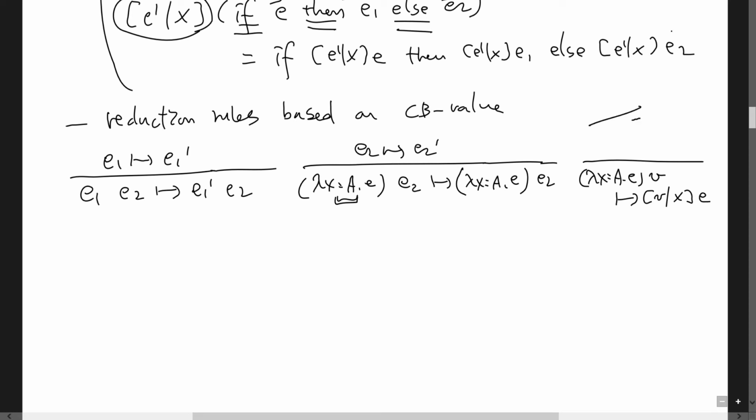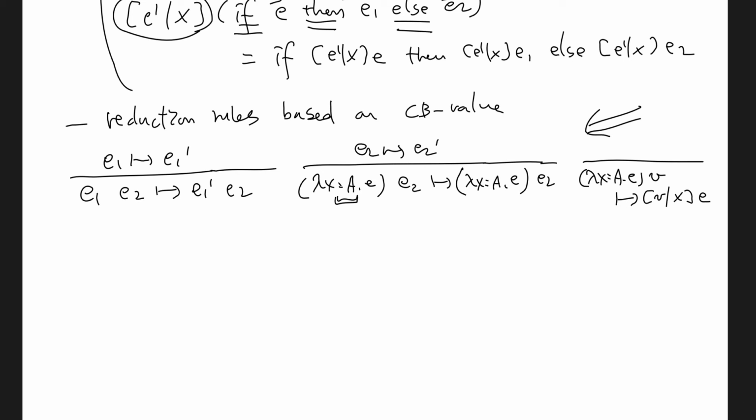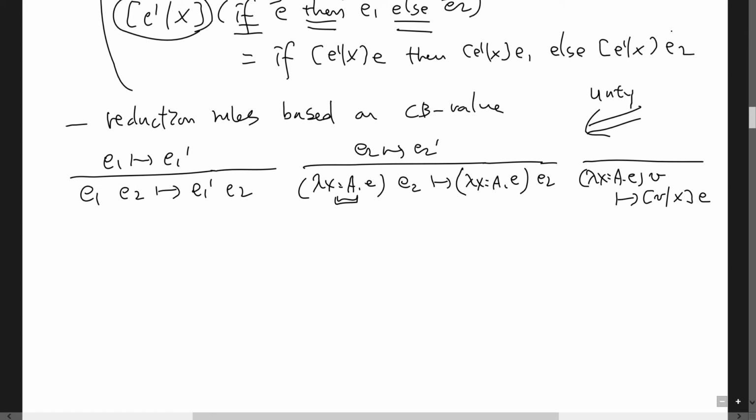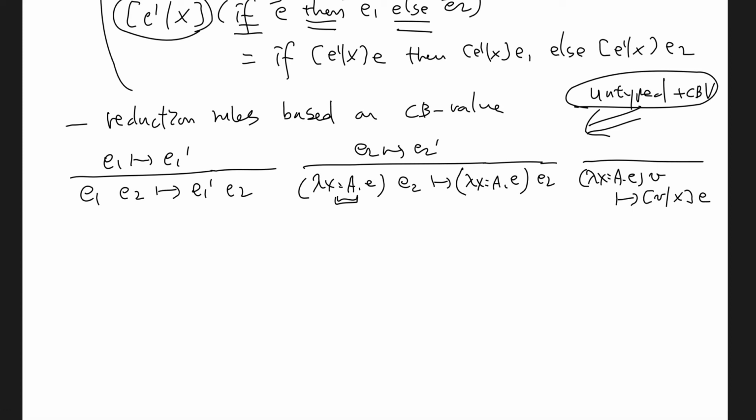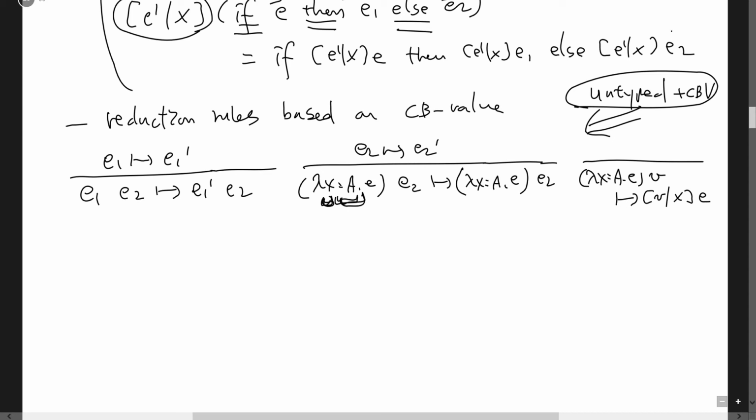So these three reduction rules are essentially the same as in untyped lambda calculus with call by value, except that you have to make a small adjustment to the syntax because now every variable in the lambda abstraction must be annotated with its type. That's the only difference. So we simply annotated this one here, here. Then we obtain the reduction rules for simply typed lambda calculus based on call by value.